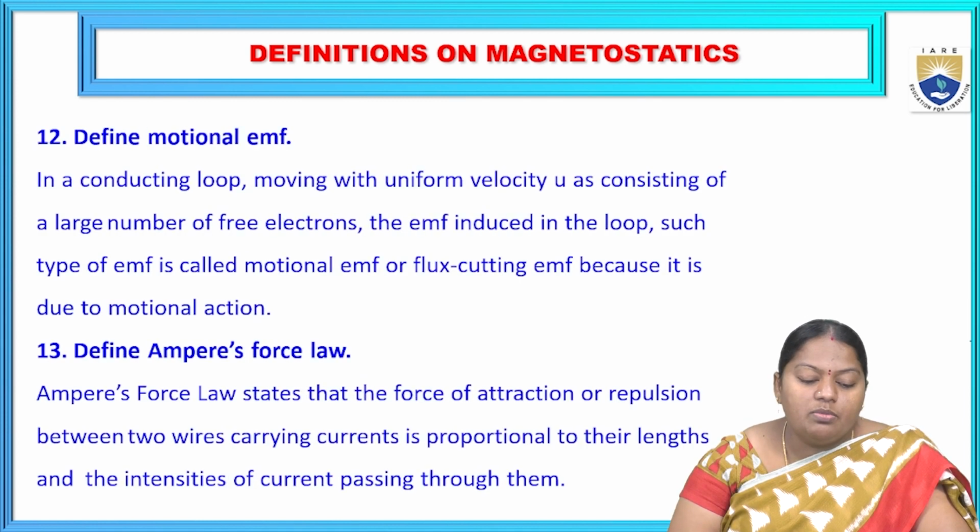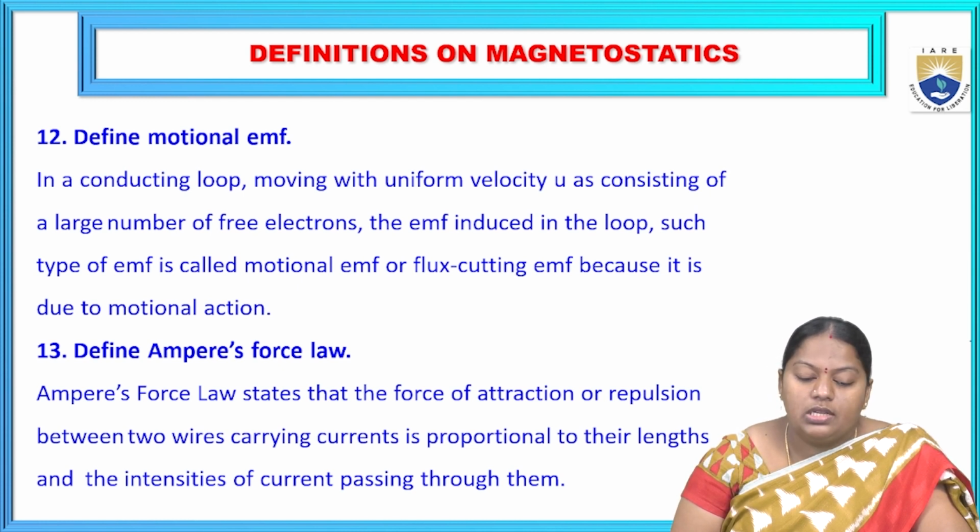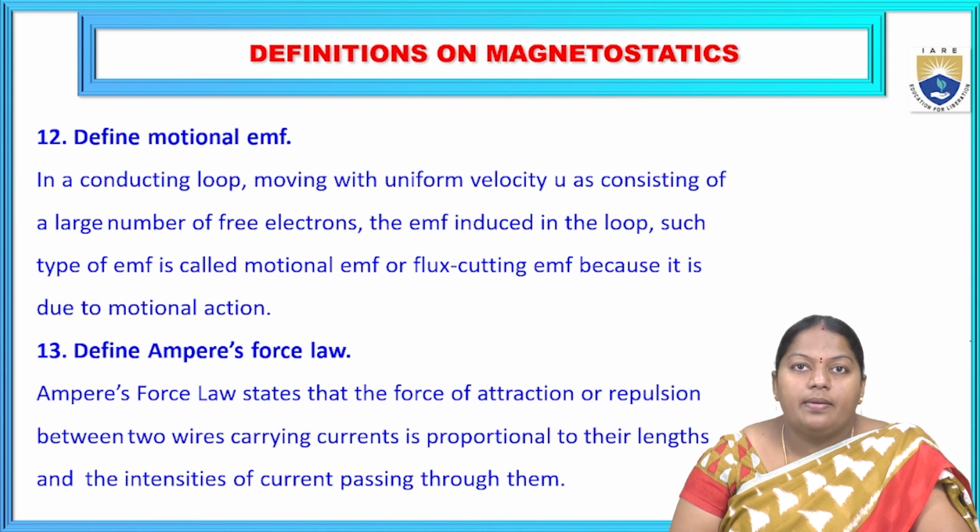Next, define motional EMF. In a conducting loop moving with a uniform velocity u, consisting of a large number of free electrons, the EMF induced in the loop is called motional EMF or flux cutting EMF, because it is due to motional action. Depending upon Faraday's law, we come to know two types of EMFs.